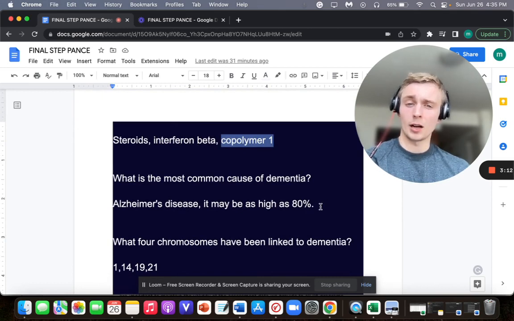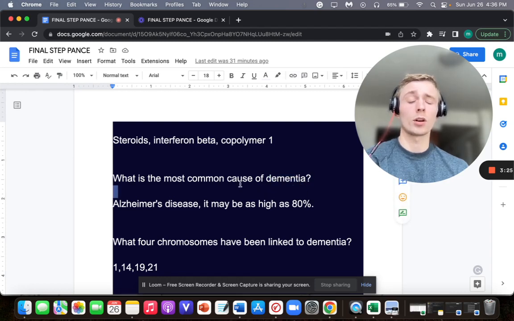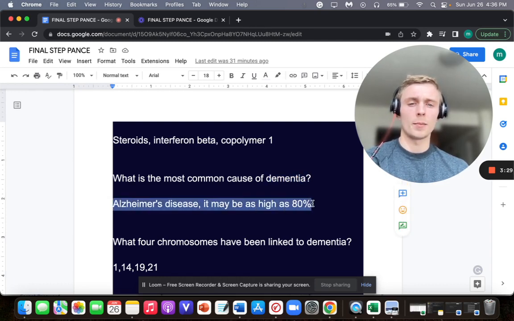What's the most common cause of dementia? That's going to be Alzheimer's disease, and it may be as high as 80%. About 80% of all dementia is Alzheimer's. And what are some other causes of dementia? Alzheimer's is the most common at 80%.